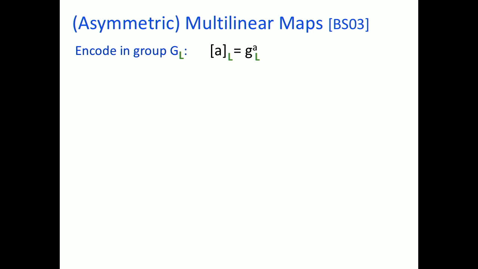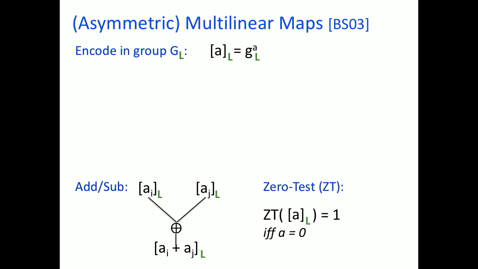Okay? And what can you do with such encodings? First, you can homomorphically add, if you get encodings with the same label, in the sense that they're encoded in the same group. Also, you can zero test, in the sense that given any encoding, I can tell whether the encoded value is 0 or not. Why? Because you always have the generator of the group in hand, or the identity of the group in hand, and then you can compare.